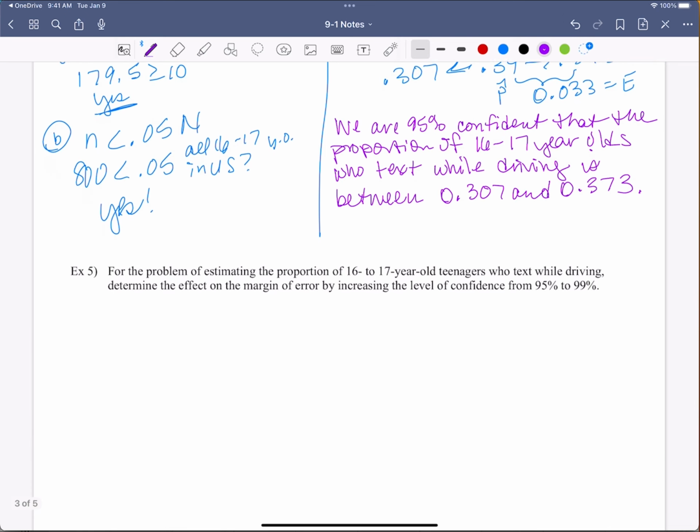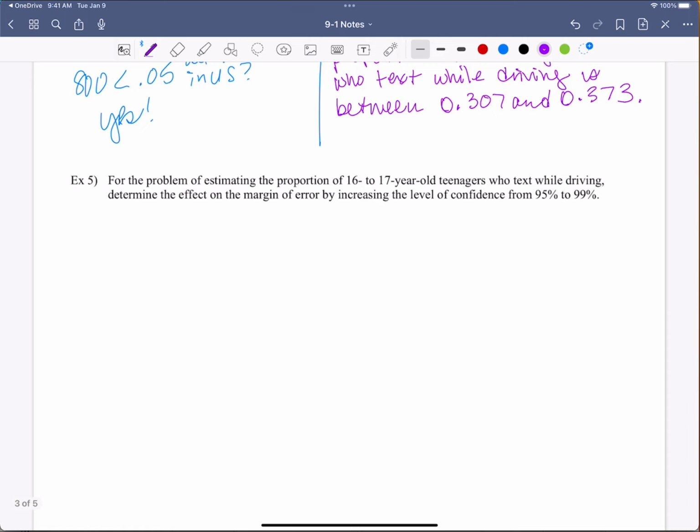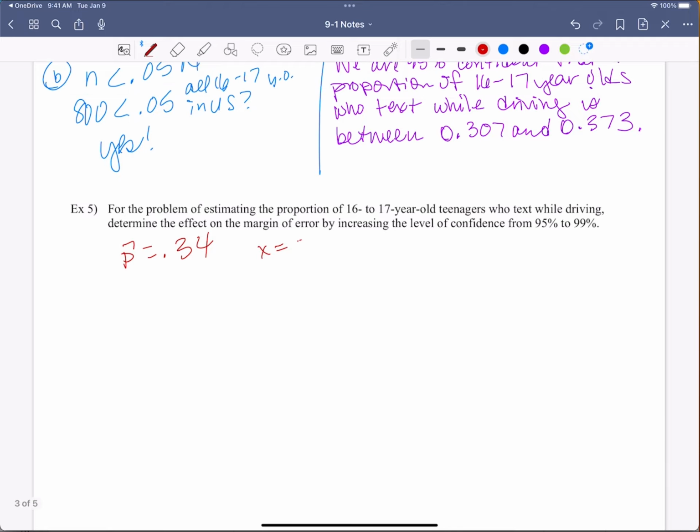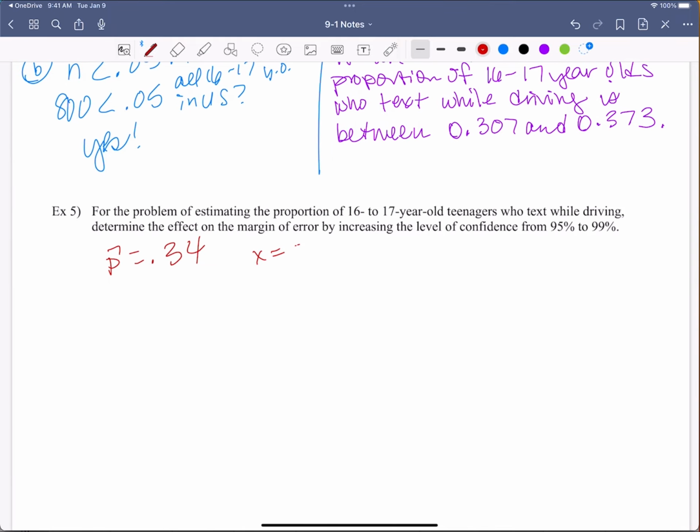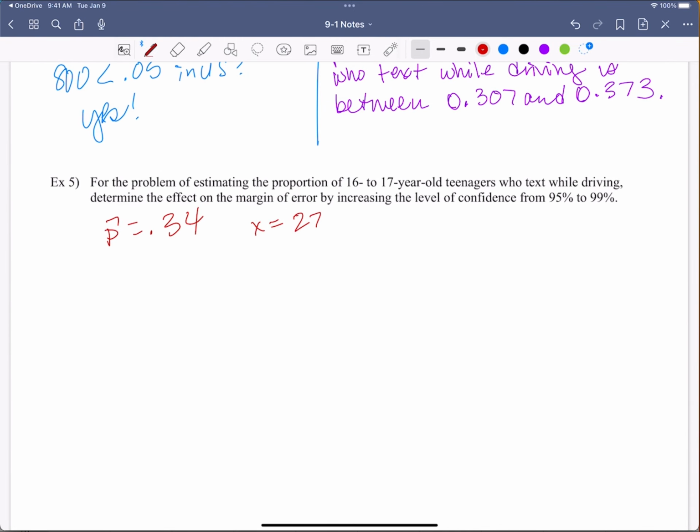Do we have to figure out our point estimate again? No, we just did that. This is the same problem. So our point estimate is exactly the same, right? We know that X here is still 272. I already forgot. I got to look at it. See? Yeah, 272, and N is 800. X is 272, N is equal to 800.